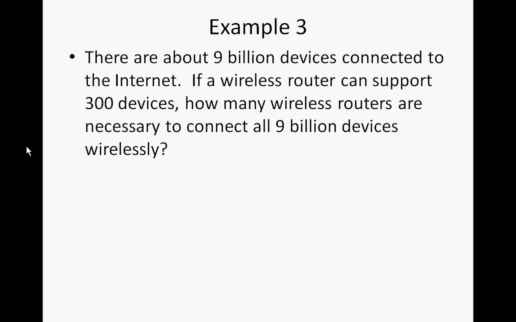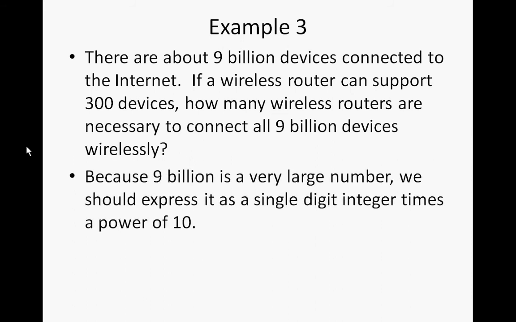All right, example 3. There are about 9 billion devices connected to the internet. If a wireless router can support 300 devices, how many wireless routers are necessary to connect all 9 billion devices wirelessly? Again, please do not waste a lot of time copying this down word for word. Just write down the important information. Because 9 billion is a very large number, we should express it as a single-digit integer times a power of 10. So 9 billion is 9 times 10 to the 9th power.